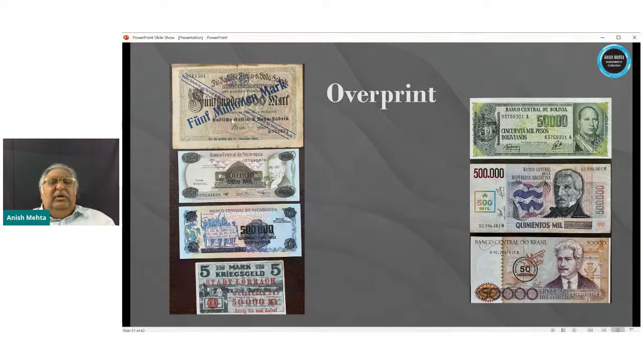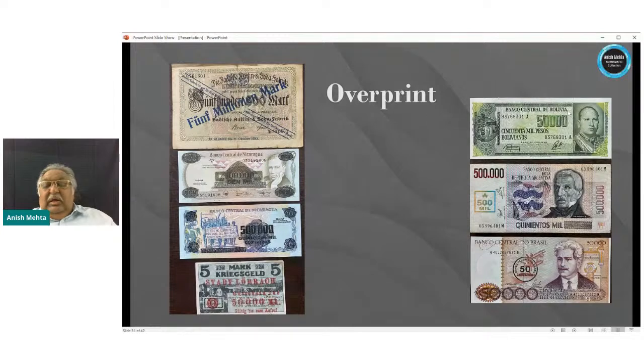For example, here in Nicaragua, a 20 has been overprinted by 500,000. In Germany, the 5 mark has been overprinted by 50,000. A 50,000 note has been overprinted by 5 million.